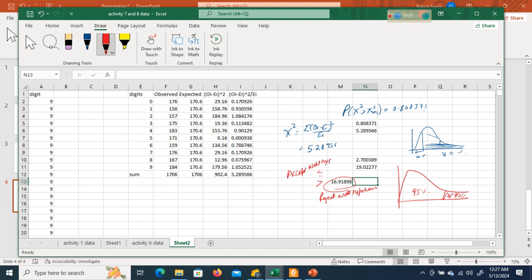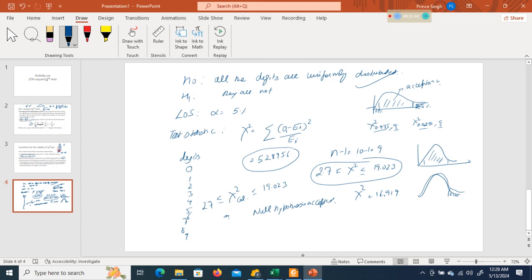So in this case, because the value 5.28956 is smaller than this number, we are going to accept the null hypothesis. What do we conclude from here? We can conclude that all the digits are uniformly distributed. So this is the learning from this particular activity.